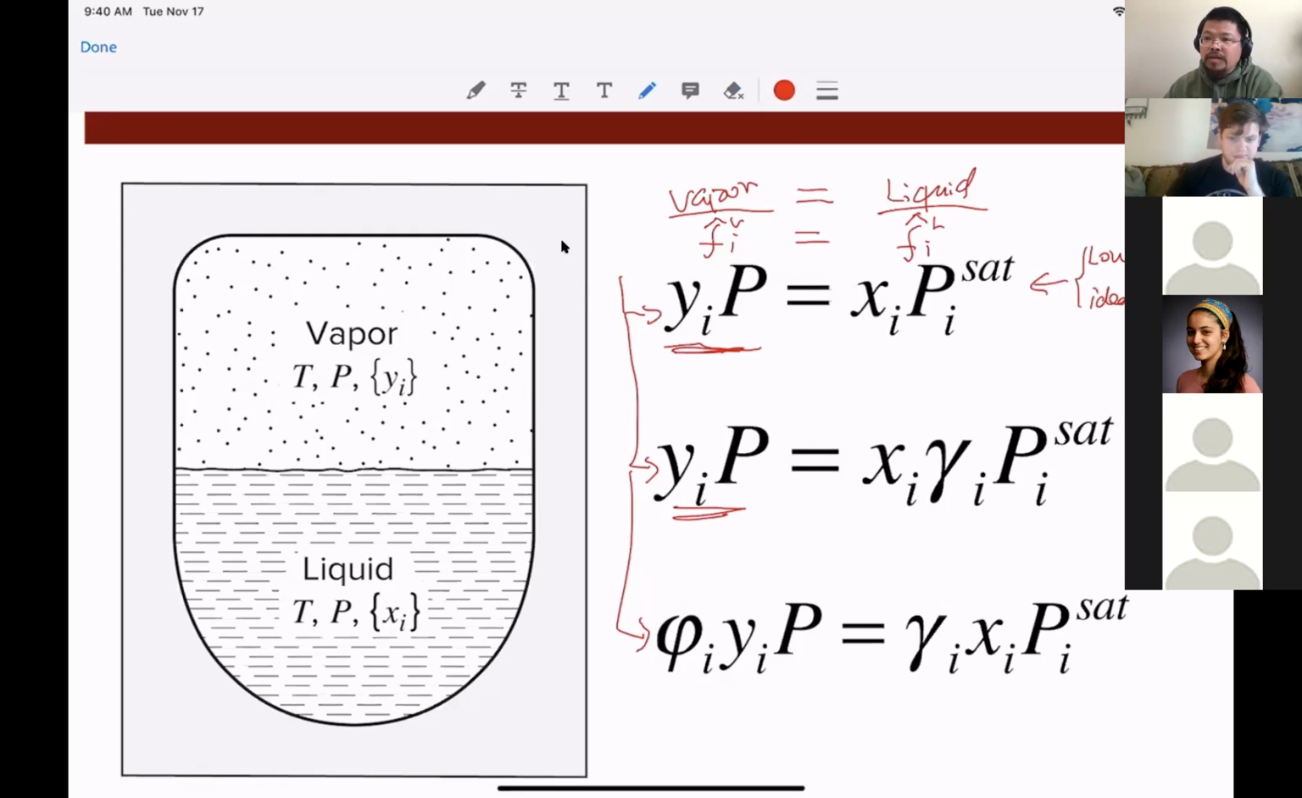Okay, ideal solution means for the gas phase, it's ideal gas. For the liquid phase, all the intermolecular interactions are very similar to each other. So this is the first equation. Then moving from the first to the second, we are treating the gas phase exactly the same as the ideal gas, but the liquid phase is no longer ideal solution.